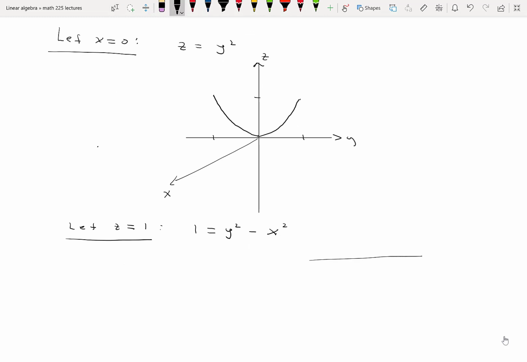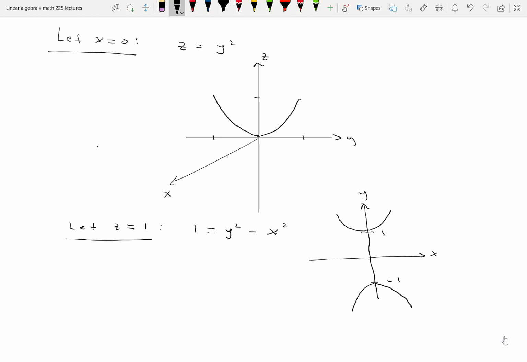This is a really quick reminder in a real basic graph. Y squared minus x squared equals 1 is a hyperbola that opens up and down. So I'm not drawing any of the asymptotes or anything, just keeping it real simple here. Here's 1, here's -1. Okay. So that's the trace in the plane z equals 1.